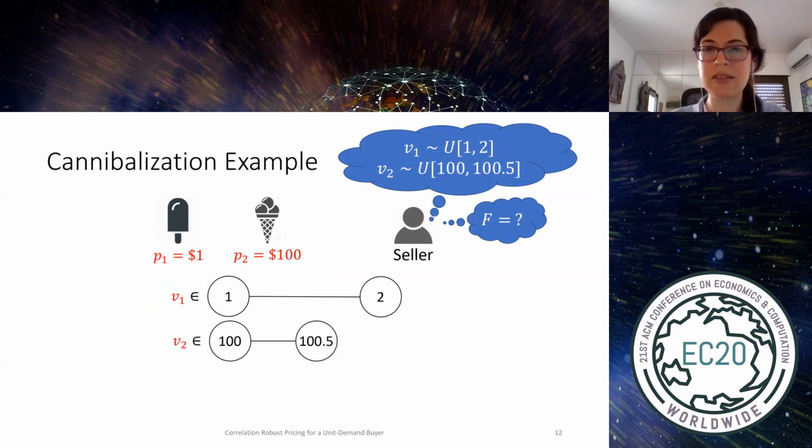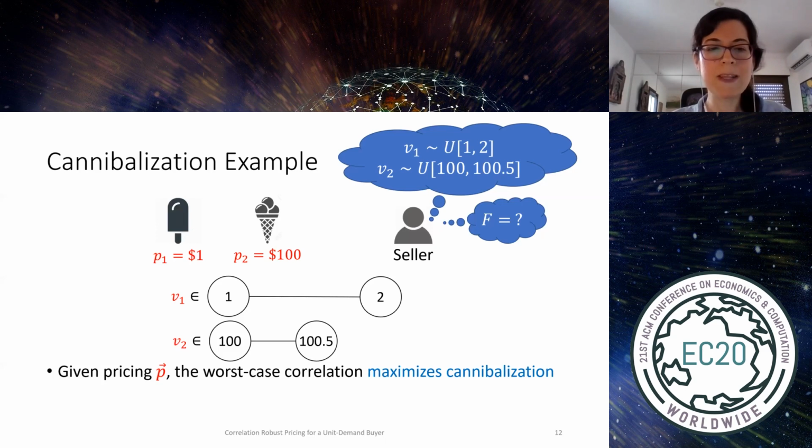Now let's see the setting in general. Value 1 is between 1 and 2. Value 2 is between 100 and 100.5. And we need to say what the correlation is. Given this pricing, the worst case correlation will maximize the cannibalization of the second item by the first cheap item, and it's actually not hard to do in this example. This worst case correlation is maximizing the positive correlation between the values.